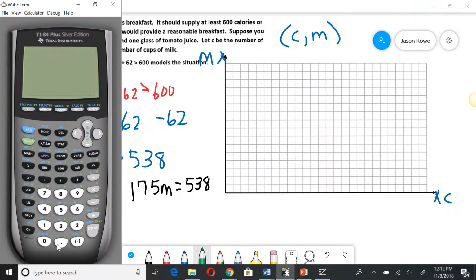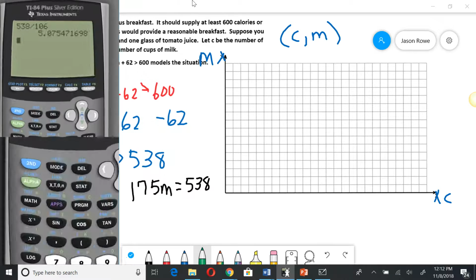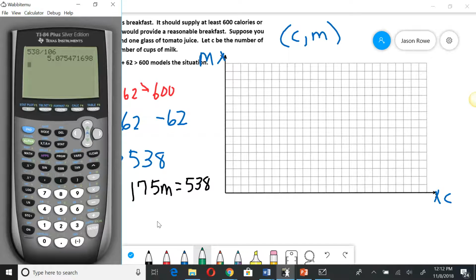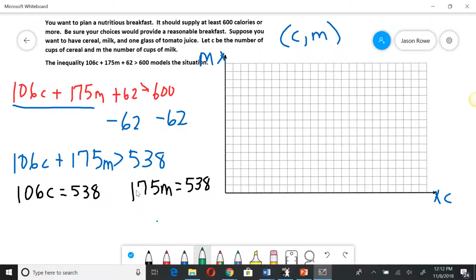And I'm just going to go over there. So first thing we're going to do is we're going to solve for the x-intercept, which was 106C equals 538. So we're going to take 538 divided by 106. And that's going to give me 5.07. So that means my C-intercept, in this case, is about 5.07. So now what about M?